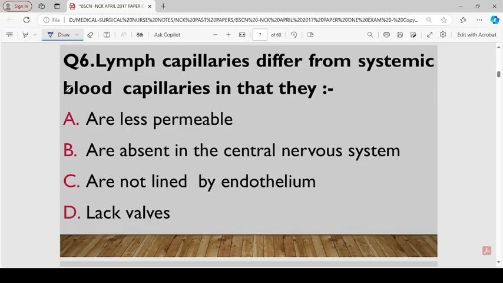Lymph capillaries differ from systemic capillaries in that... This option says they are less, they should be more, right? This is what makes this option wrong. They are lined with endothelium. It says they are not. It should be they are lined with endothelium. They have valves, right? Yes. Best option here is B. They are absent in the central nervous system.